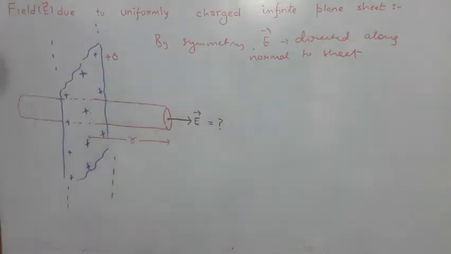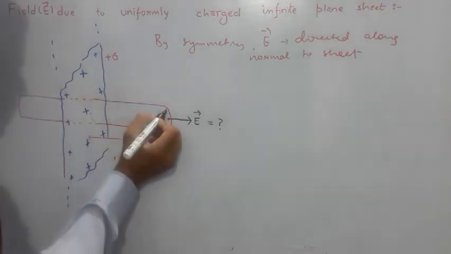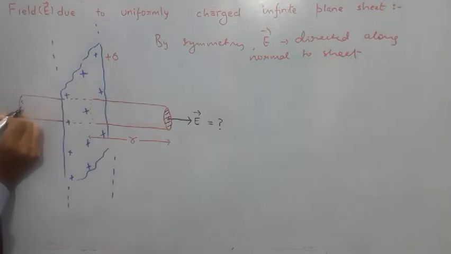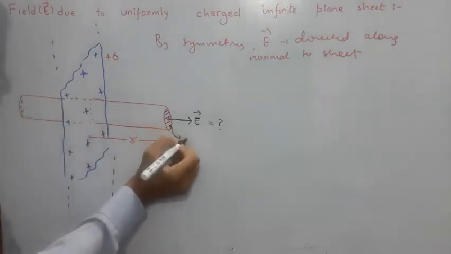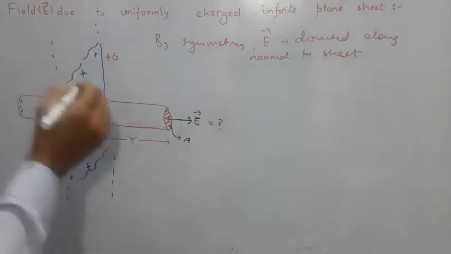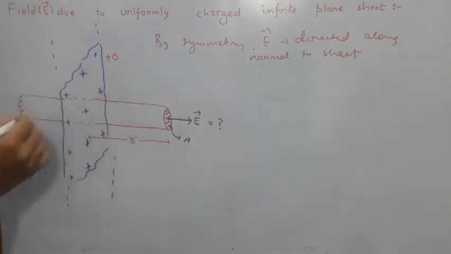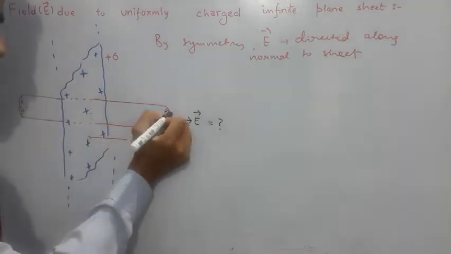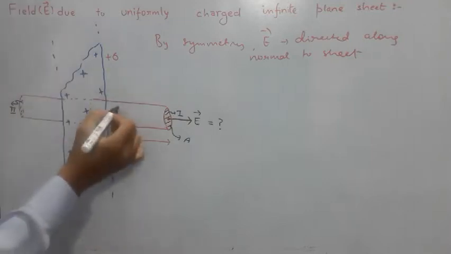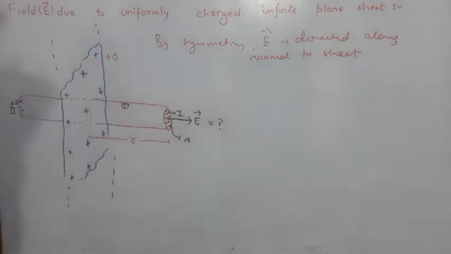I will take the area of the base of this cylinder as, suppose, A. I'll take it as A. This cylinder I'll divide into three parts. This I'll call part 1. This one I'll call part 2. And the curved surface I'll call part 3.